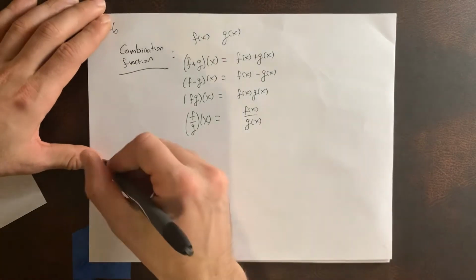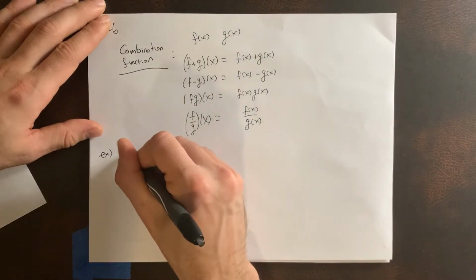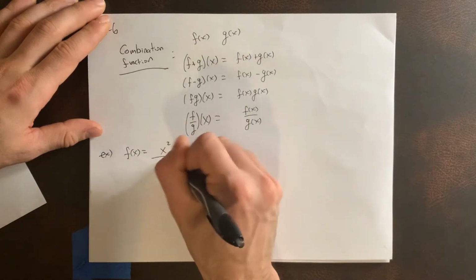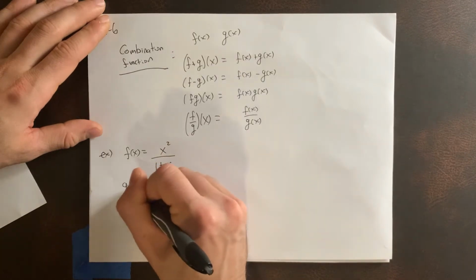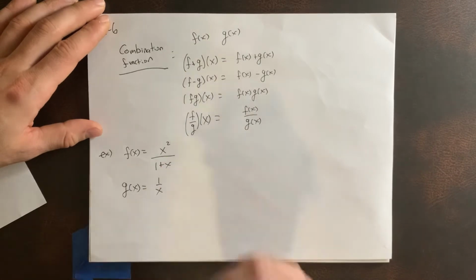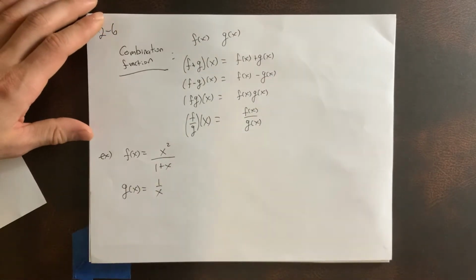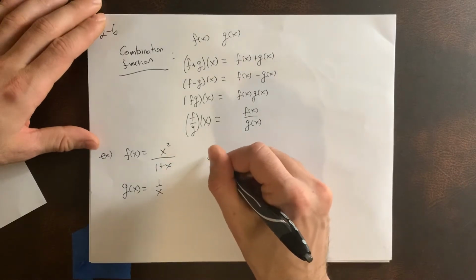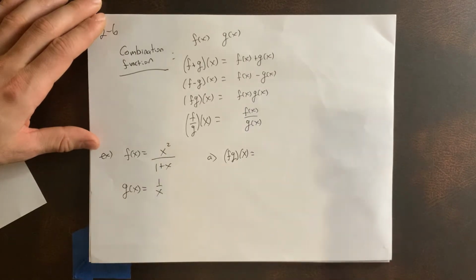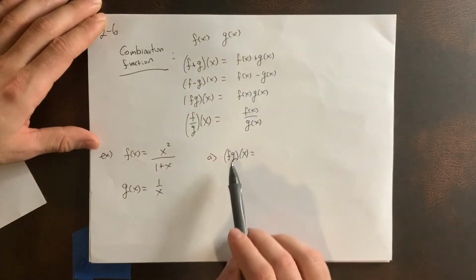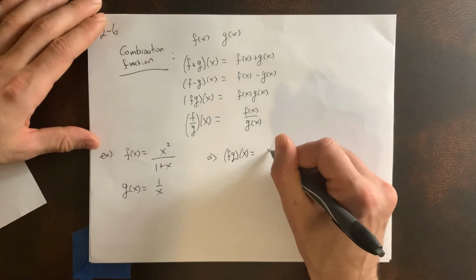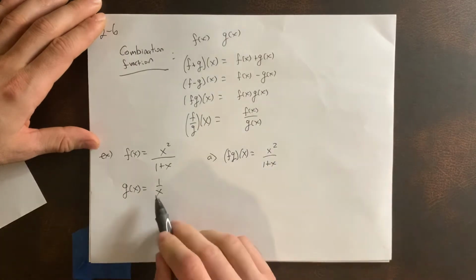So with this, let's just do a quick example. Say we have two equations. We have f of x is equal to x squared over 1 plus x, and we have g of x is equal to 1 over x. So let's find a couple of these. Let's start with f times g of x. Okay, so this just means if we look up this chart, if we do f g of x, that means we do f of x times g of x. So let's write f of x down. And then we'll write g of x down.